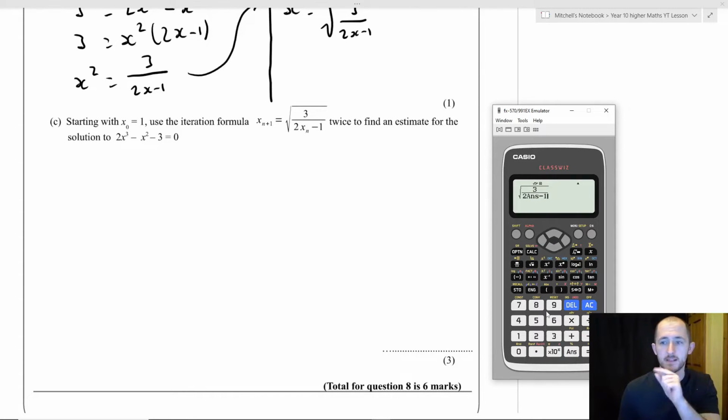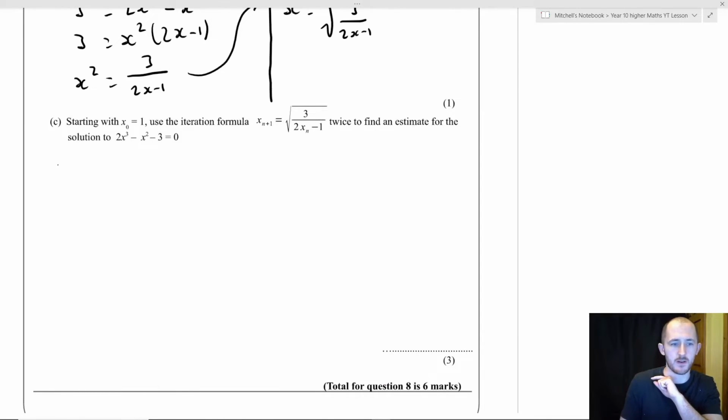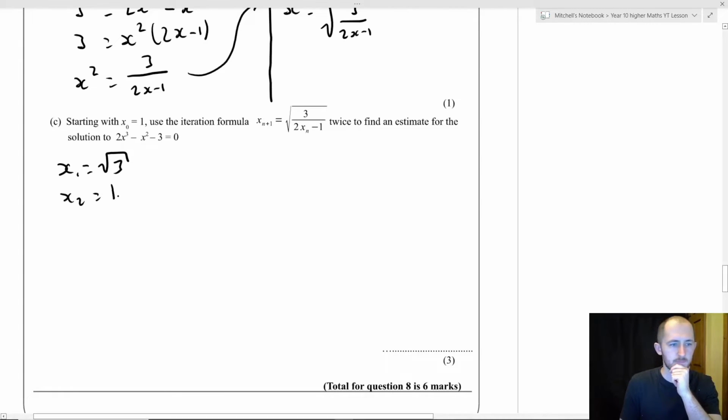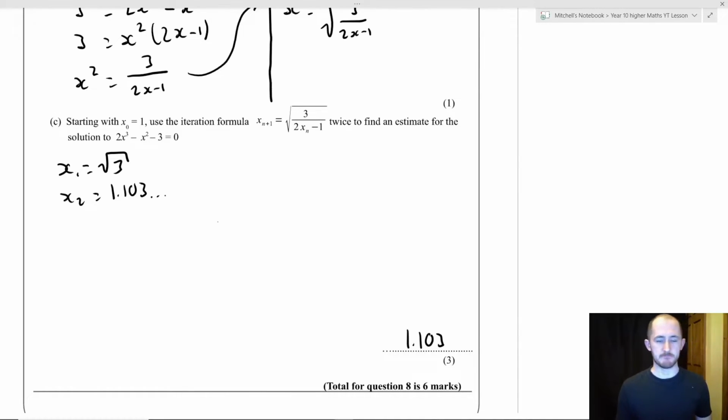Now every time I press equals, it's going to give me the next iteration, right? And it says use it twice. So if I just say x1 equals root 3, then if I press equals again, I get what the next iteration would be. Okay. So in this case, it just says use it twice to find an estimate for the solution, so your estimate is going to just be 1.103. And that's it. Nice and quick.